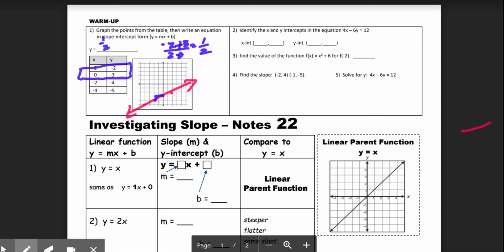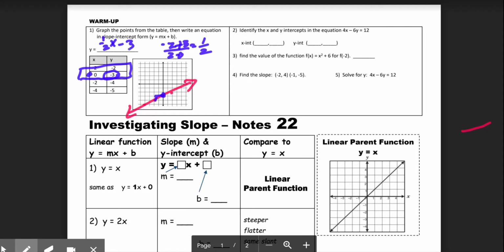So we have 1/2 x, and it crosses the y-axis at -3 here on the graph. When x is 0, right here, that y value is your y-intercept, so it'll be -3.